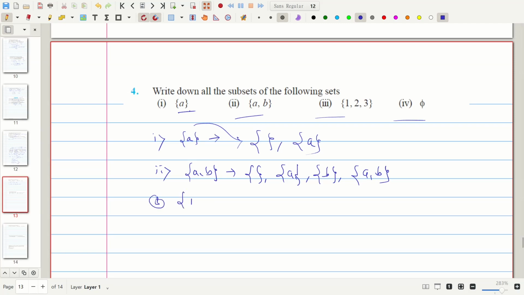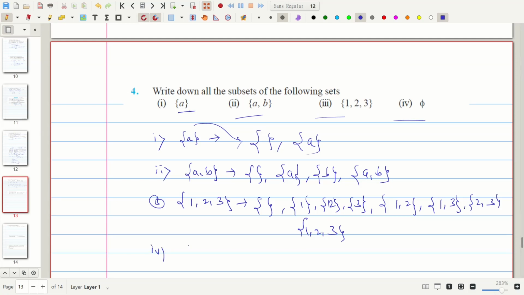Okay, next is the third one. The third one is {1, 2, 3}. What are the subsets of this? One is the empty set, and the sets {1}, {2}, and {3}. And we can write two together: {1, 2}, {1, 3}, and {2, 3} also we can write, and the set {1, 2, 3} we can write. Okay, these are the subsets of the third one.